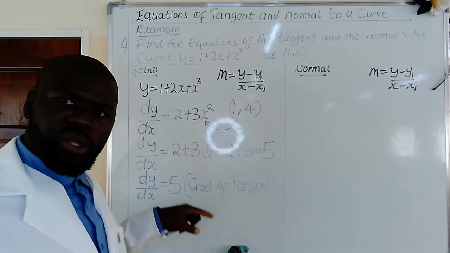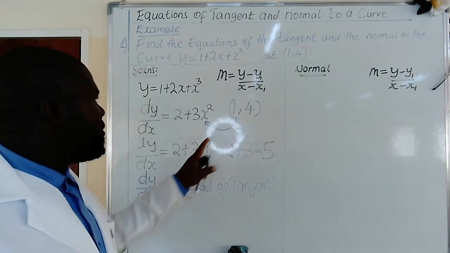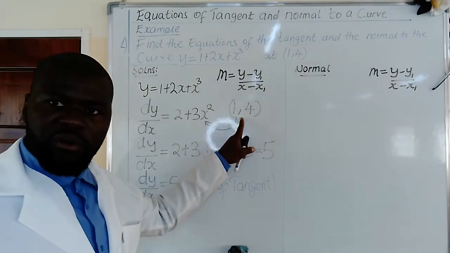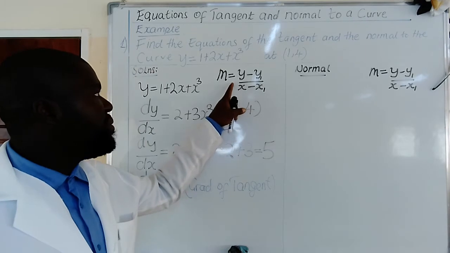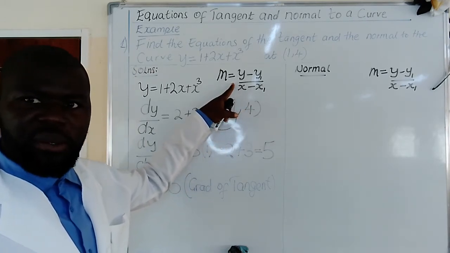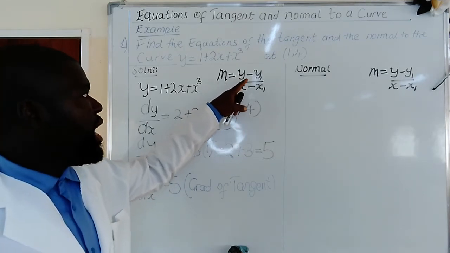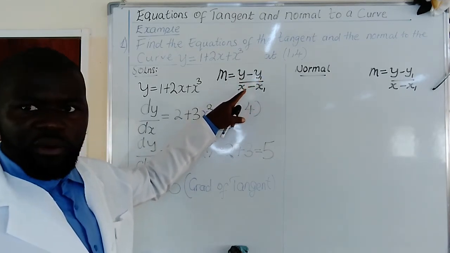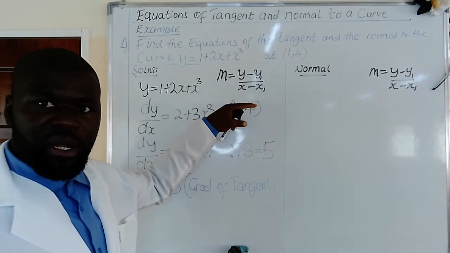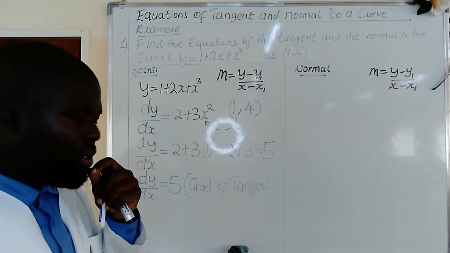So we shall use this gradient together with this coordinate 1, 4 in the formula. We shall substitute them into this formula that we have on the board, m is equal to y minus y1 over x minus x1, to get its equation. Okay.